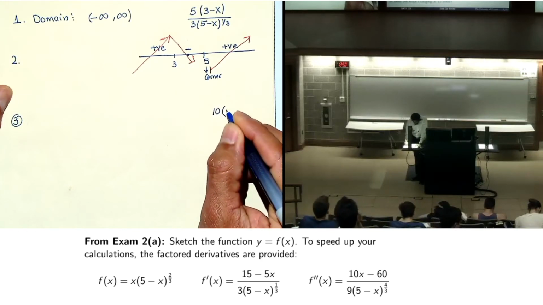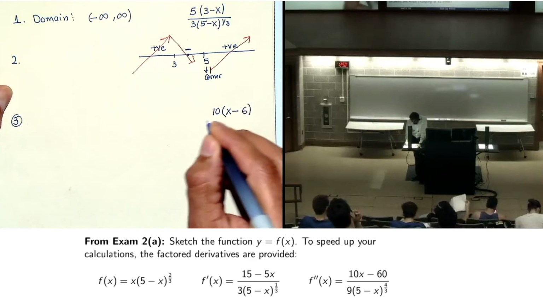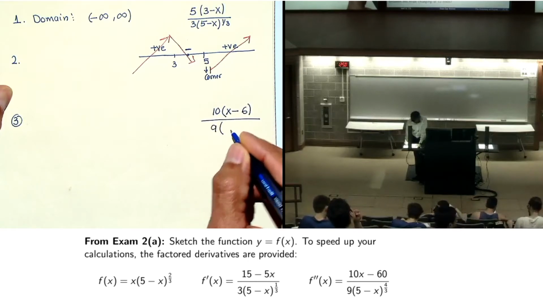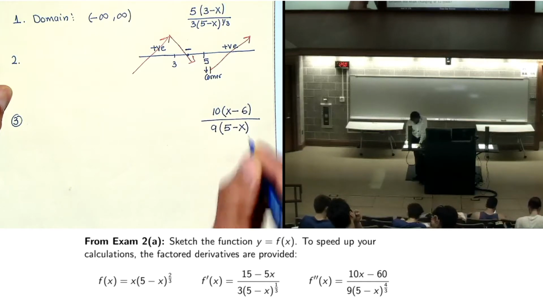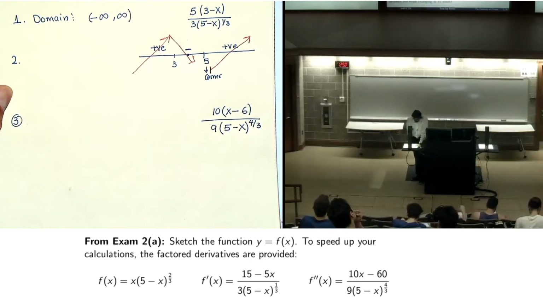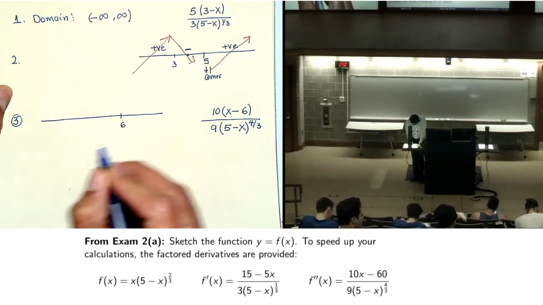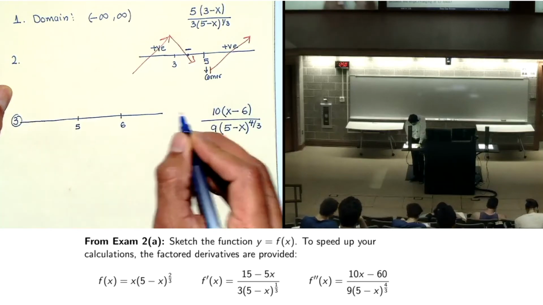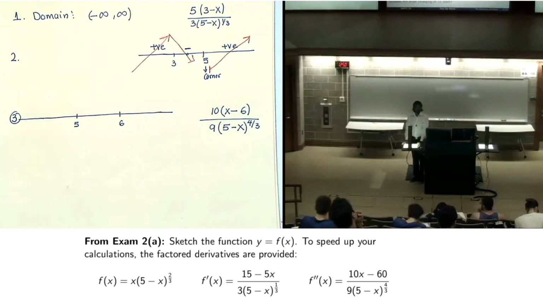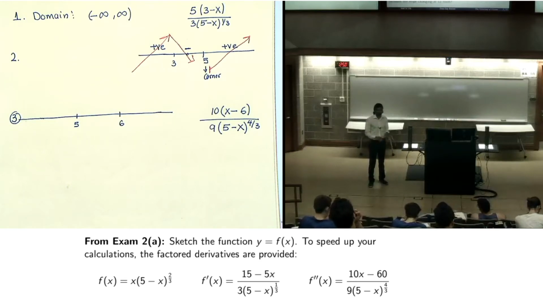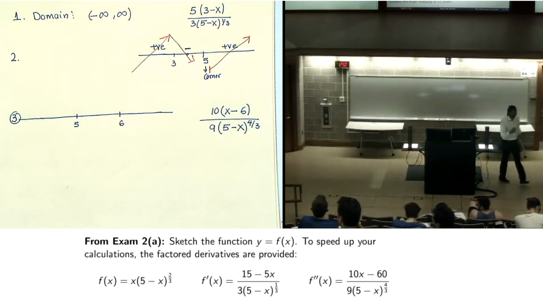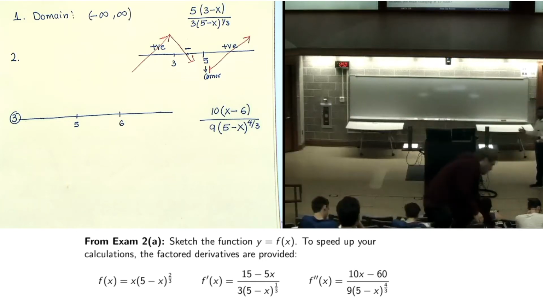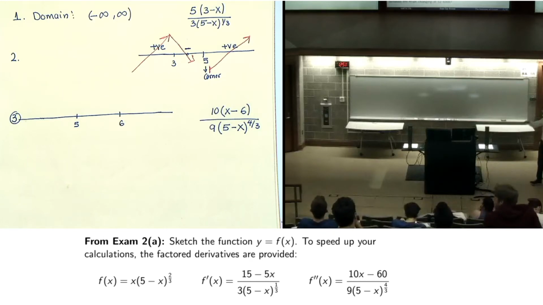So this is 10x minus 6 divided by something, and we're going to compute the concavity using the second derivative. So let's do the line test again here. How many critical values do we have? We have the critical value x equal to 6, and then the critical value x equal to 5. And why 3? No, we don't need 3. We need the critical values of the second derivative, not the critical values from before. That's why I call them the critical values of the second derivative. Sometimes books call the critical values of the derivative the critical values of the function, but this is just terminology.